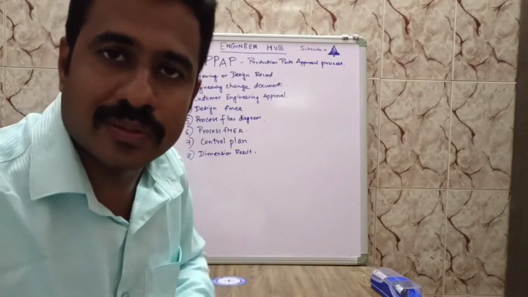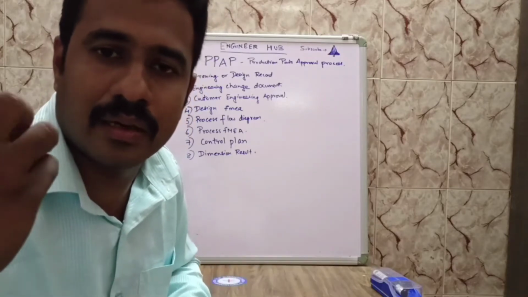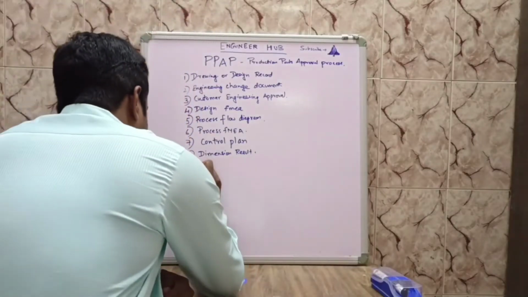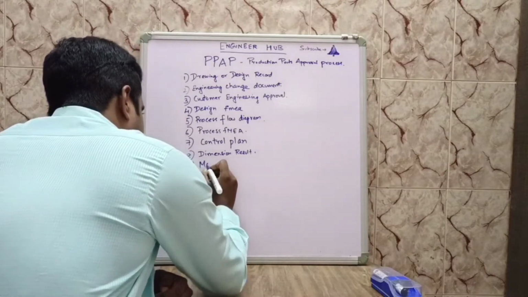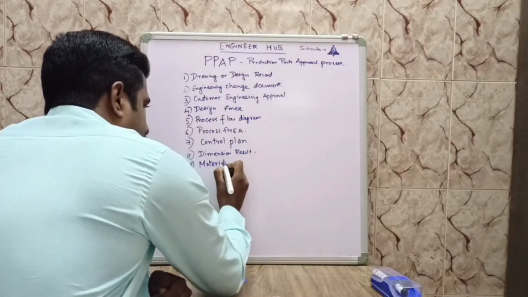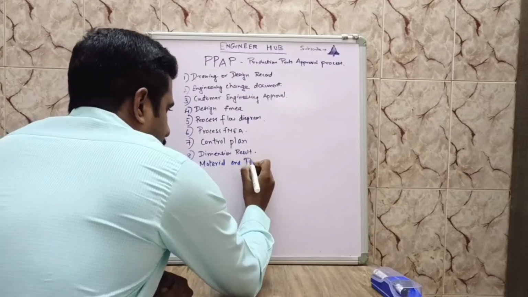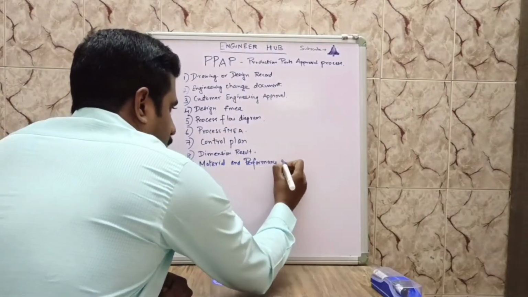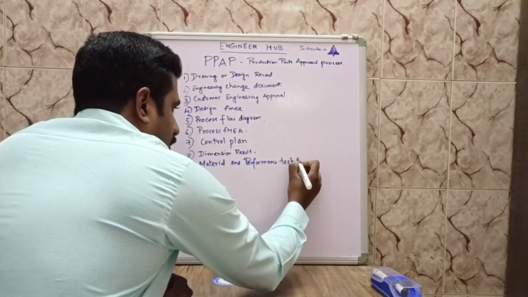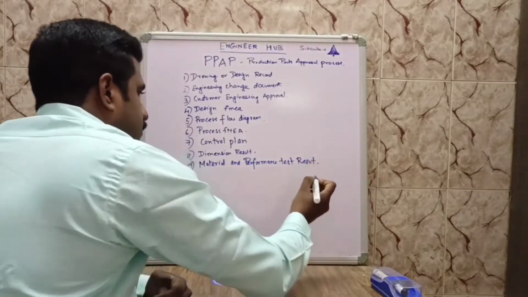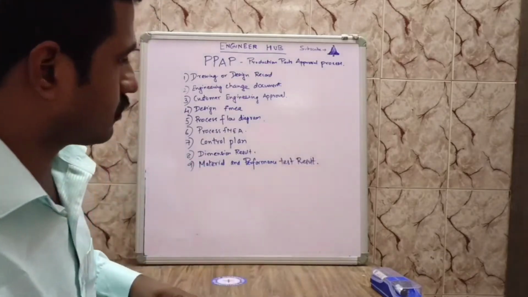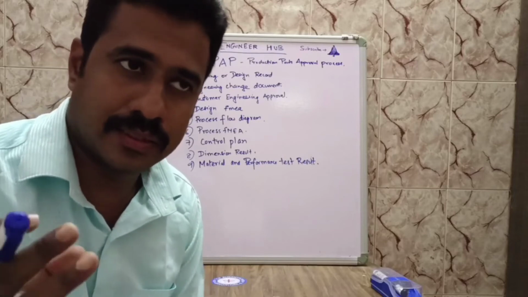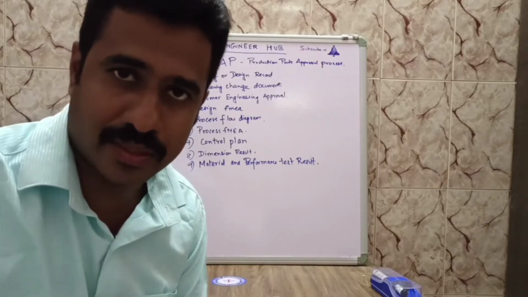Okay. The next document is called a material performance test result. Okay. So let me just write it down for you. Okay. So material and performance test results is basically the chemical and the mechanical testing properties.